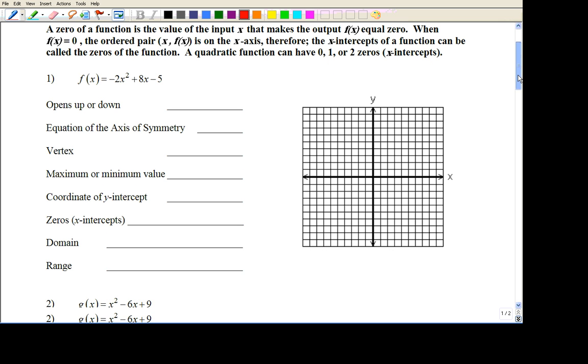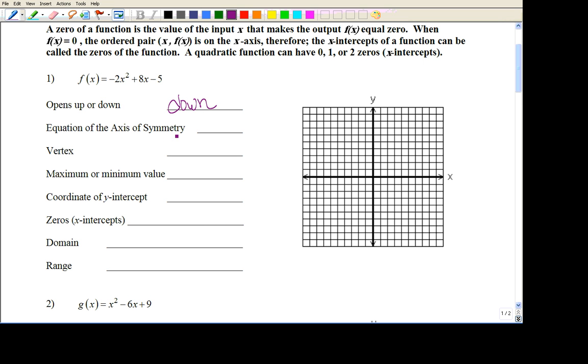So let's look at number 1. We have f of x equals negative 2x squared plus 8x minus 5. First of all, does this open up or down? Well, we can see that there's a negative in the front, therefore this opens down.